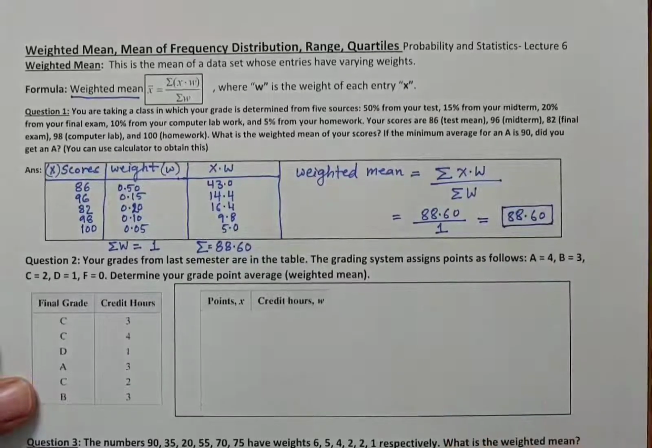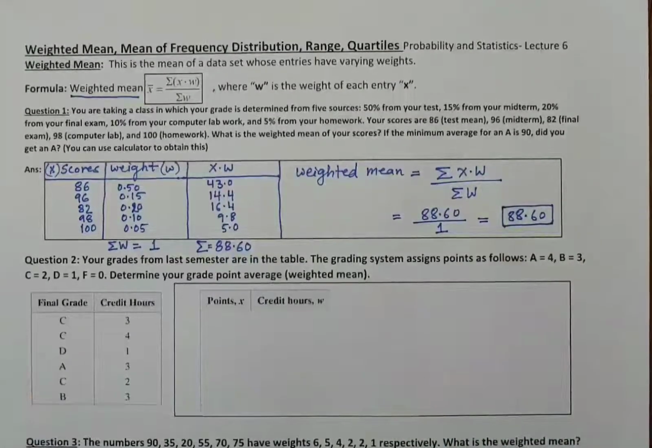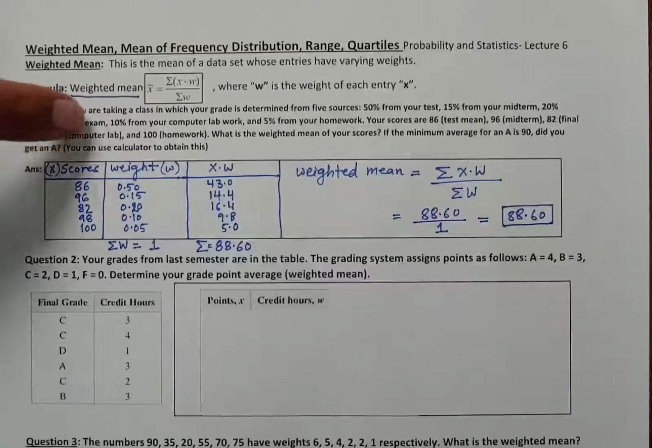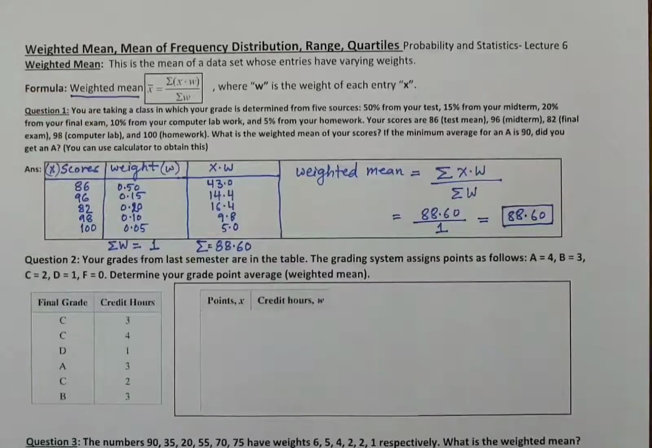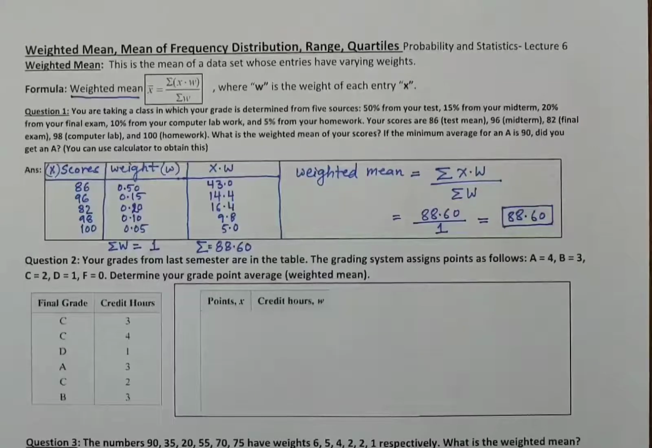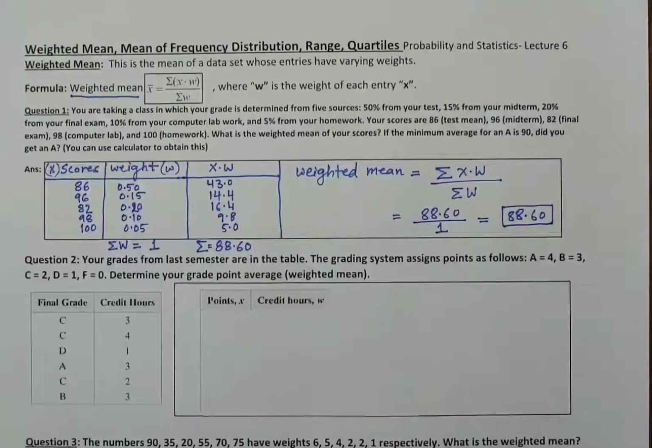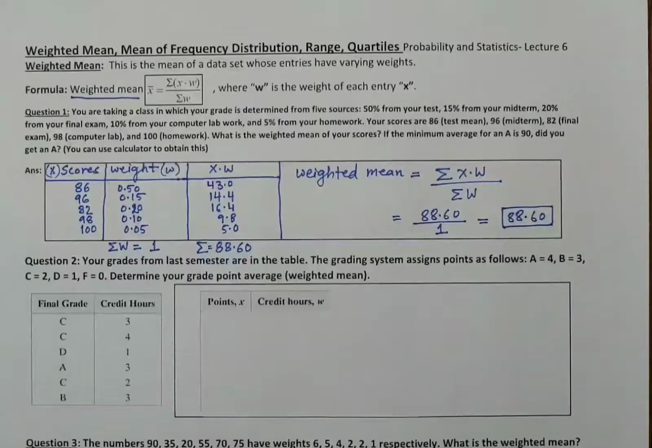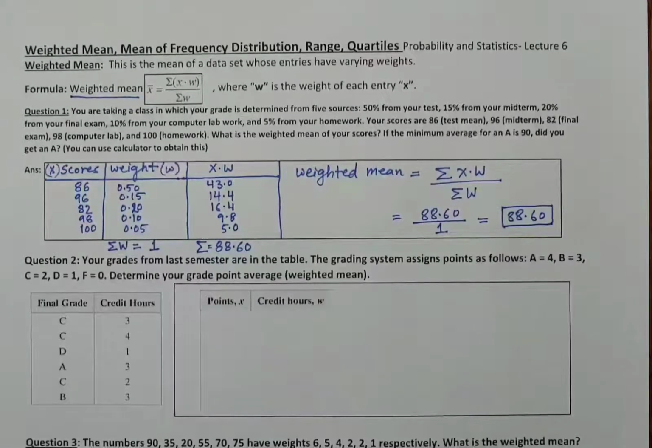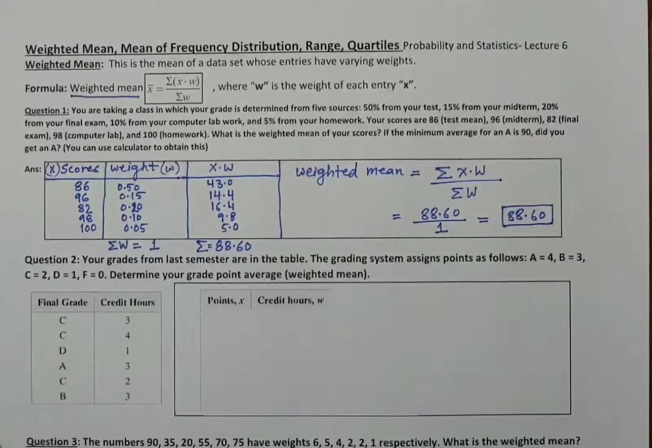So this is the weighted mean for this data. When you see a percentage for some item, that percentage counts as the weight, and the other number, like a score, goes for X. Percentage always goes for weight, because percentage counts as weight.